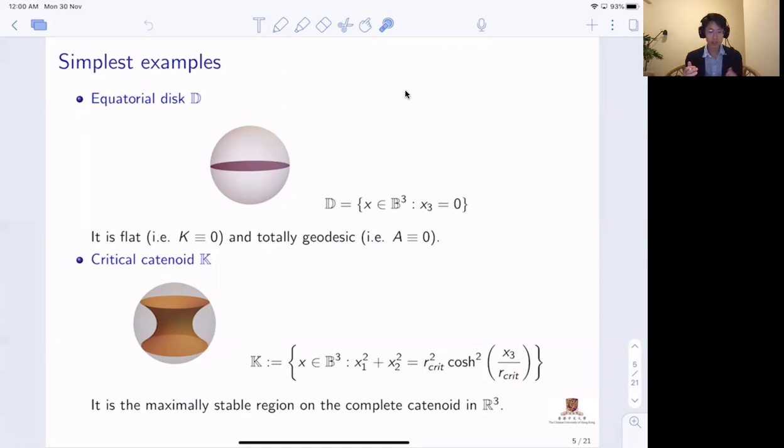And in fact, variationally, this is the maximally stable region of the complete catenoid in R3. Recall that the catenoid in R3 has index 1. So you should be able to find a region big enough that it will become unstable, and small enough that it will be stable. So there's something in between which makes it just marginally stable. And this is the domain given by the critical catenoid.